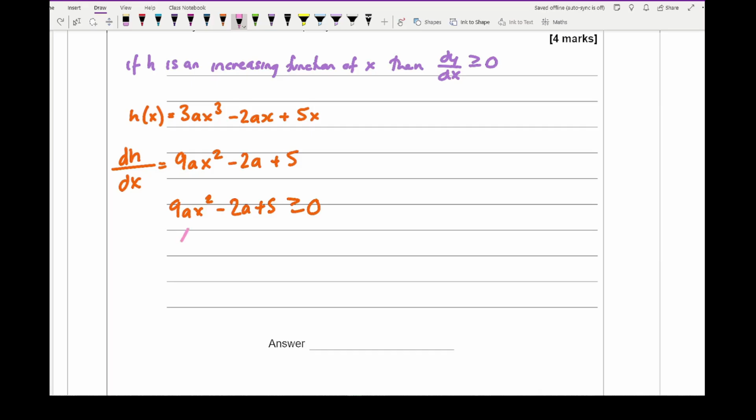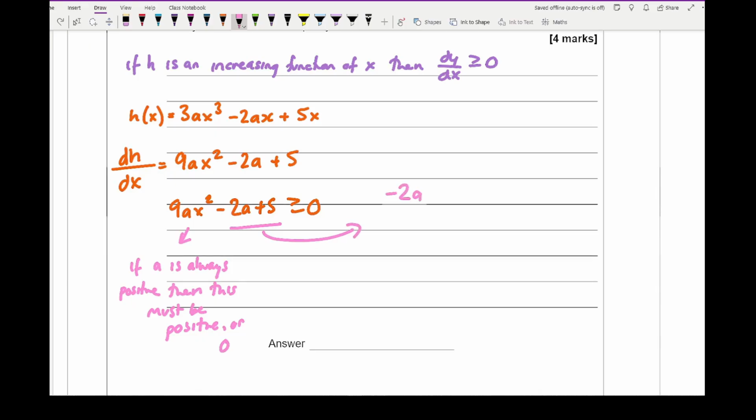Now, this bit here, if a is always positive, then this must be positive. So in other words, it must be greater than or equal to 0. So the only thing that can be equal to 0 is going to be this. So all I then need to solve is minus 2a plus 5 is greater or equal to 0.